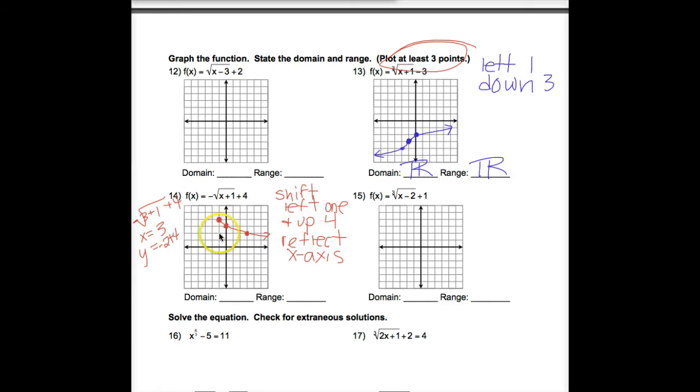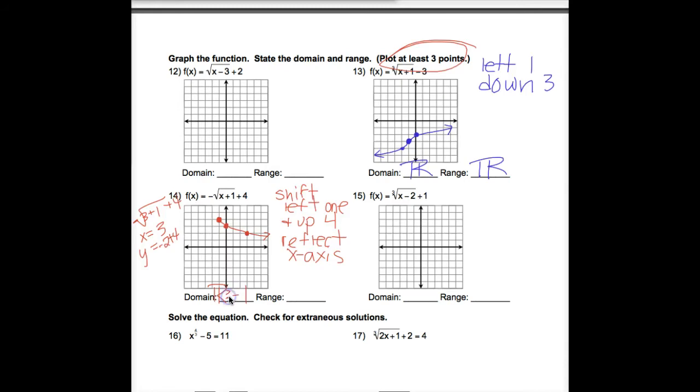Domain, you actually have to look at the square roots. They're not all real numbers. My domain, my x values, look at the x-axis. Where does it start? My x values start right here when x is negative 1, and they get bigger. So all real numbers greater than or equal to negative 1.